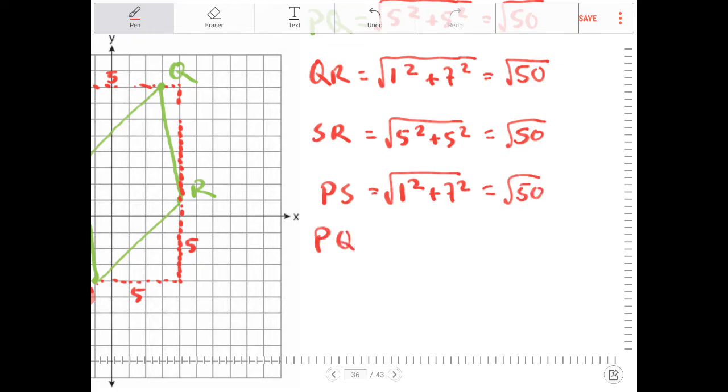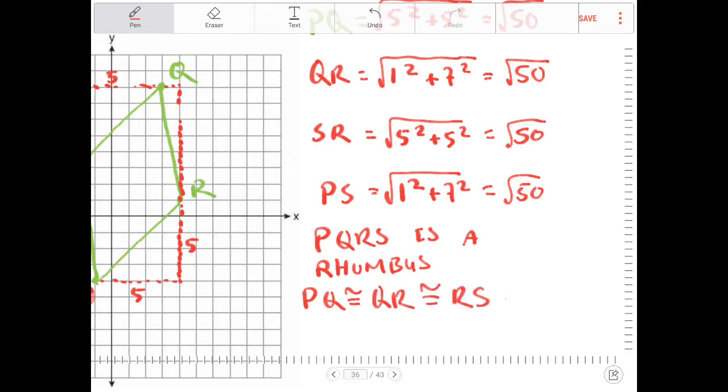So PQRS is a rhombus because PQ, QR, RS, PS are all congruent.